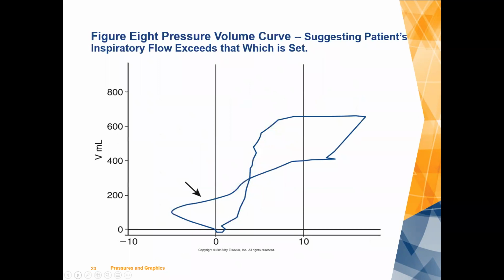This is showing you a figure 8 pressure volume curve. So very, very different, suggesting that the patient's inspiratory flow exceeds that which is set. So they're sucking in, okay? But the machine is not giving enough, so it's actually creating this negativity. Notice the significance isn't just the figure 8, but the patient's pressure is actually not going back to 0, they're going back less than 0. So they're sucking on the actual artificial airway, and they're creating negative pressure there.